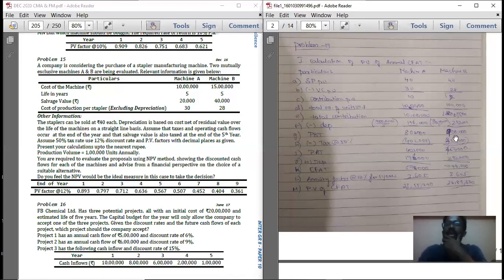And for machine B, 9 lakh 8,000 into 50%, you are getting 4 lakh 54,000. Within bracket, 4 lakh 54,000.